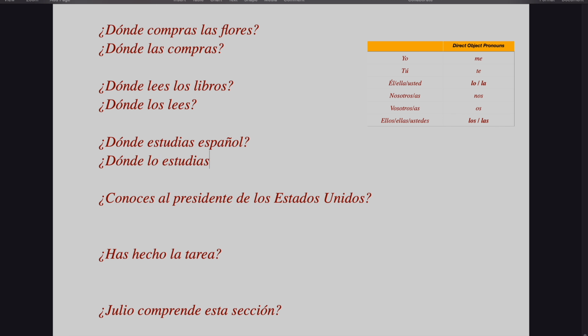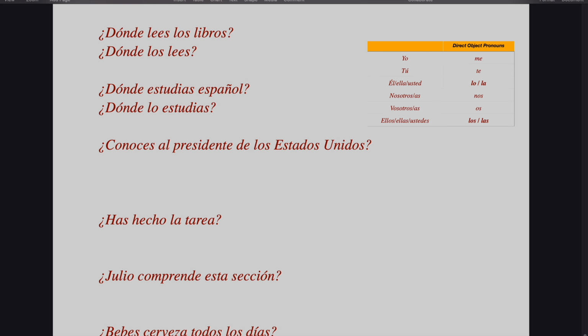Why am I using lo here? Because I'm considering it as el idioma. So, where do you study it? That's why I am putting it as lo here. Instead of lo, I can also put la if I consider the sentence ¿Dónde estudias la lengua española?